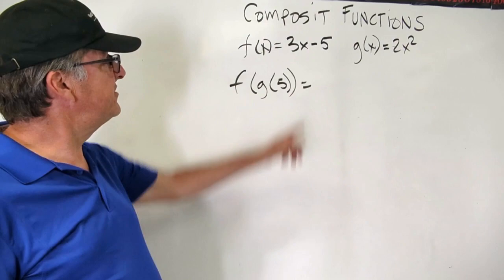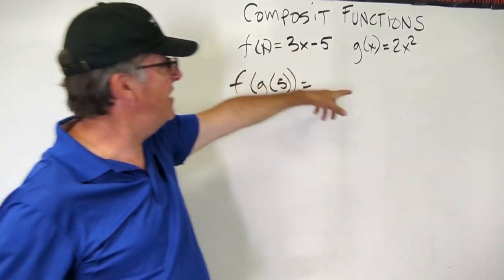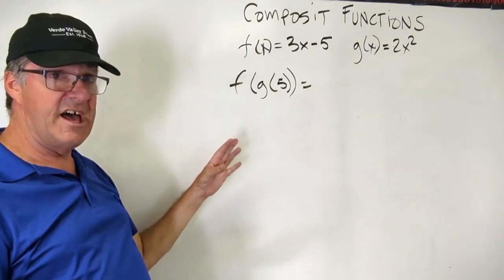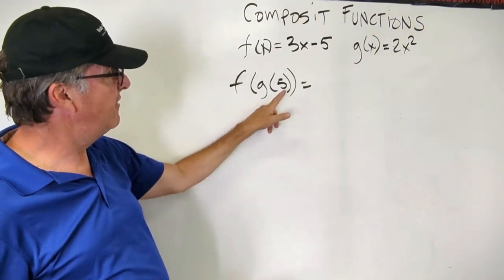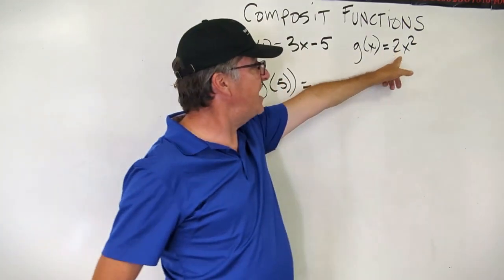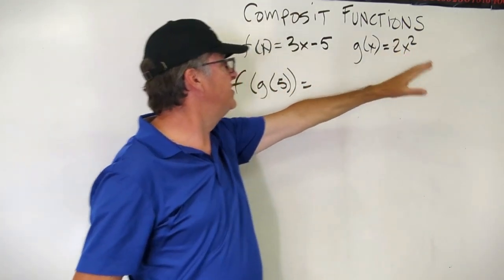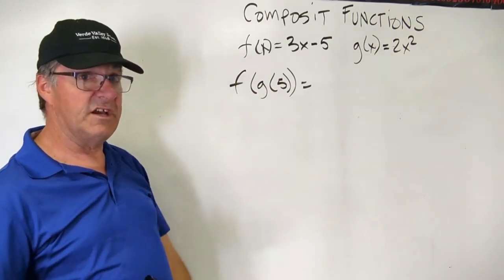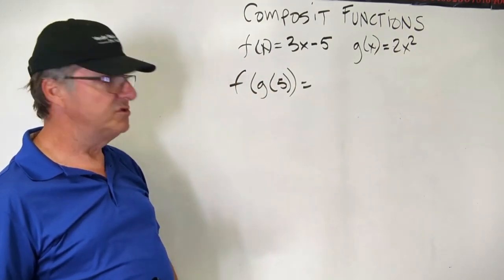So what we're doing here is I have an f of x, which is 3x minus 5. I have a g of x, which is 2x squared. And now I'm asking you to find f of g of 5. Now what that means is we're going to put our 5 into g of x, and then whatever that is, we're going to do f of x to it, and that's going to be the result. So if you're feeling confident, go ahead and pause the video right now and do that.